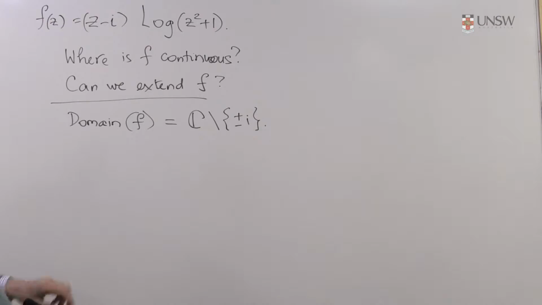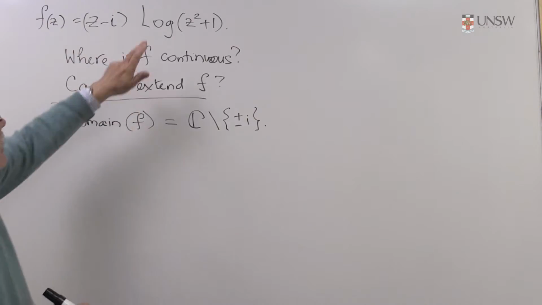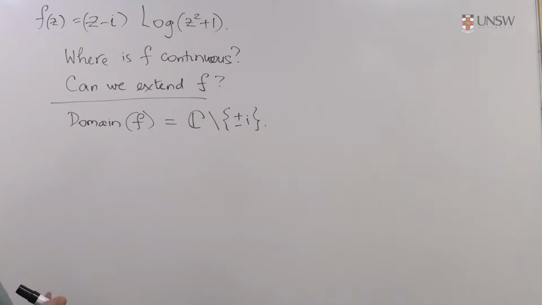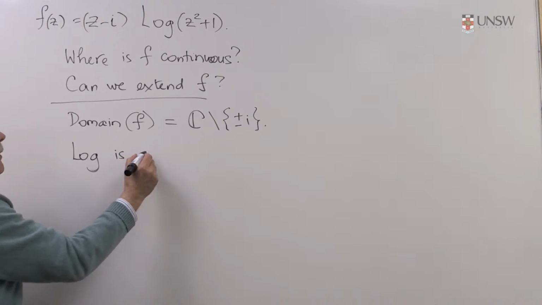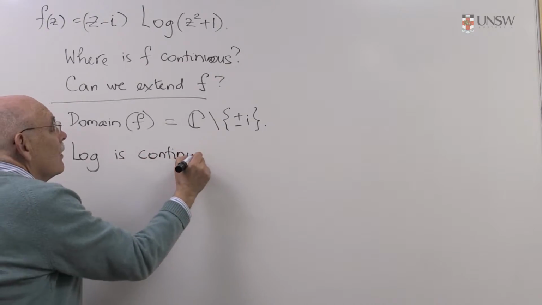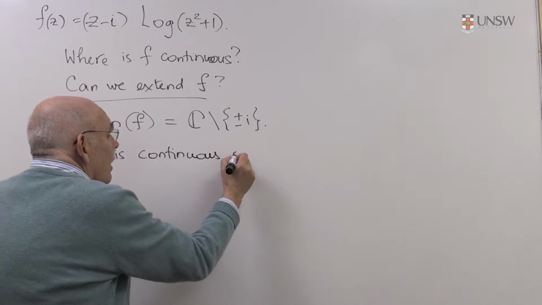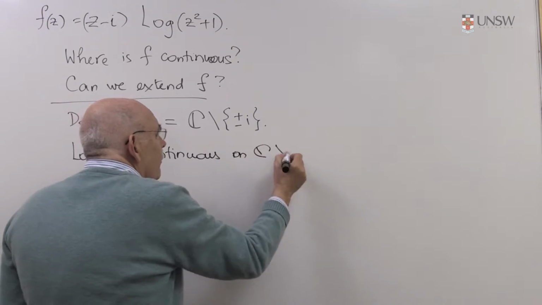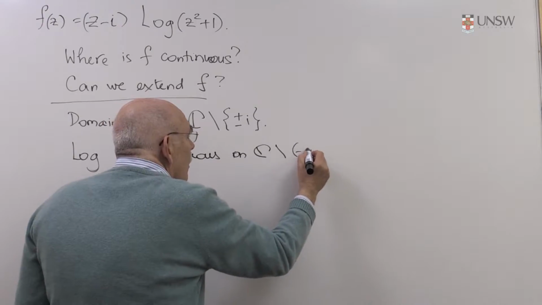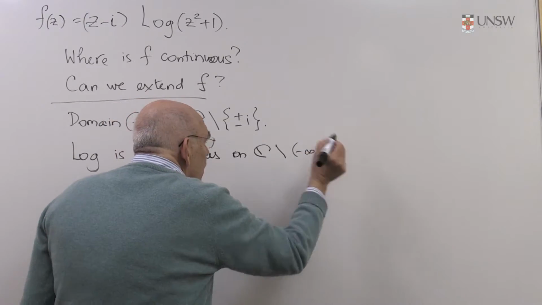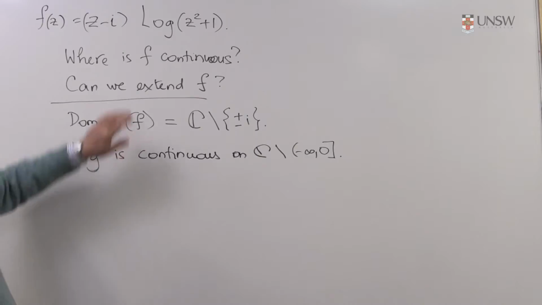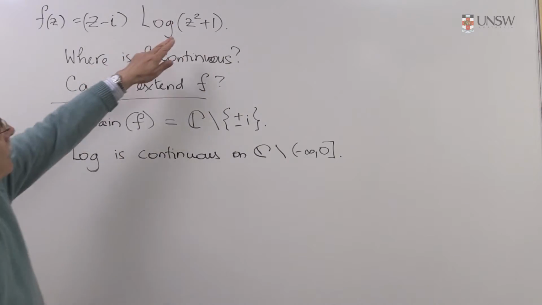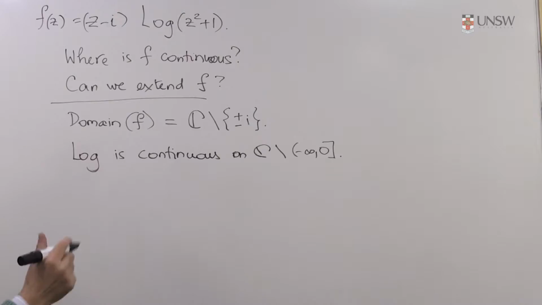So, where is f continuous? Well, z − i is continuous, so it's really related to where log of z² + 1 is continuous. Now, log is continuous on the complex plane, but I have to get rid of the negative real axis. So this is where log is continuous. So this will be continuous as long as z² + 1 is not in the negative real axis.